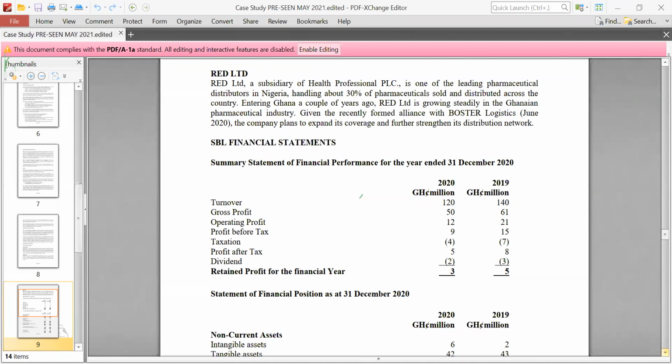Yes, sir. Okay. Now you see that your gross profit also has declined. Your gross profit has declined, right? Why do you think gross profit will decline? This one, I think it's quite straightforward. Let me just ask. Cost of sales is high. Okay, cost of sales is high.